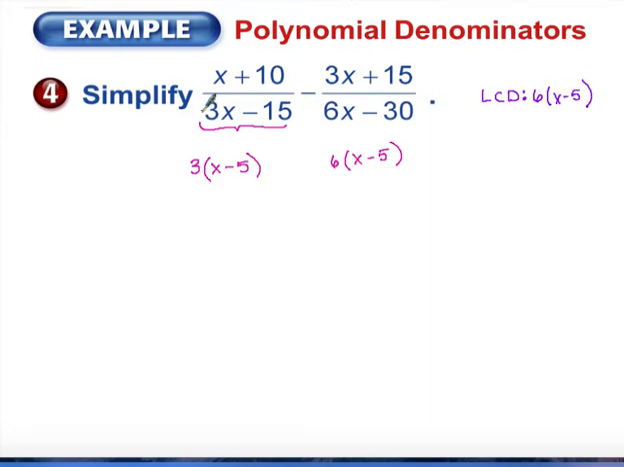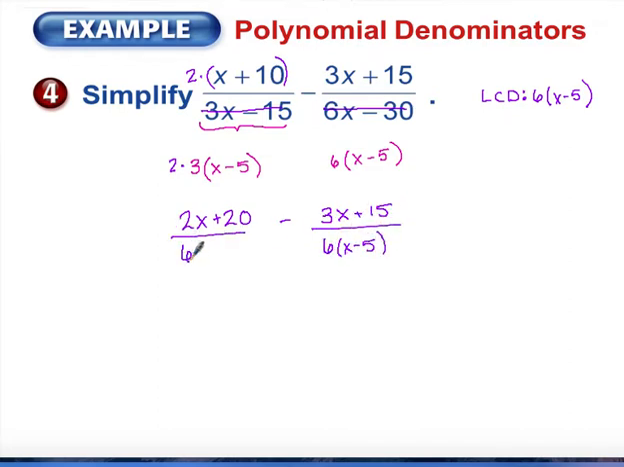I'm going to have to multiply this by 2, which means that I have to multiply the top by 2 as well. Now, when I multiply the top by 2, I have to multiply everything by 2. So that's going to give me a 2x plus 20. In my second term, I see that I already have my lowest common denominator. So I'm going to go ahead and just leave that alone.